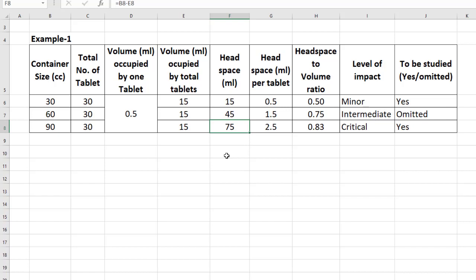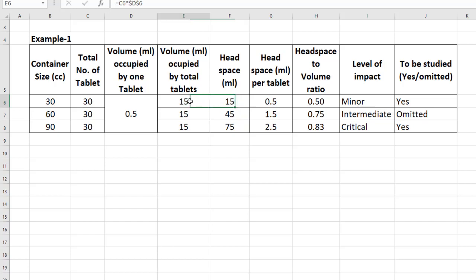Now let us understand this. The headspace in ml per tablet, I have calculated. There is 15 ml of headspace available here, right? For the 30 cc container, how much is the headspace available? The 15 ml headspace is available, which is just above the tablets. Now if I calculate how much headspace per tablet is available, I have 30 tablets in the container, and 15 ml of headspace available inside the container.